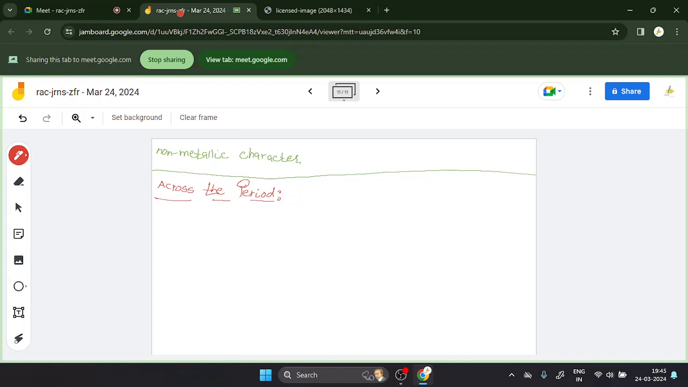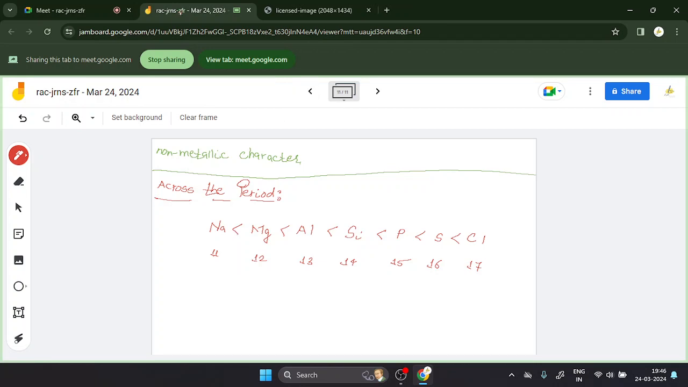So therefore we can say that, for example, we have sodium, then magnesium, aluminium, silicon. This is 11, 12, 13, 14, silicon, phosphorus, sulfur, chlorine. 15 is phosphorus, 16 is sulfur, 17 is chlorine. So now which will be the non-metal here? Obviously chlorine will be the non-metal here. It will be having the largest non-metallic character. And this sodium will be the minimum non-metallic character.